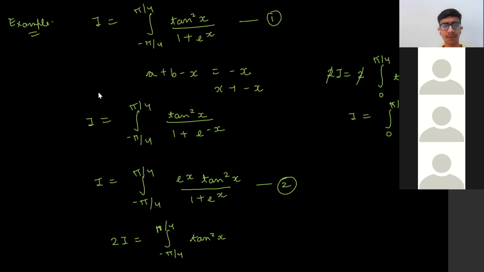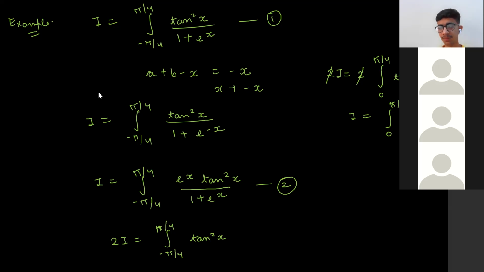First integrate it, no? You have written tan square x as minus 1 plus sec square x. First integrate it and then put the limits. So the integral of 1 dx is equal to x, and sec square x is equal to tan x. So minus x plus tan x.